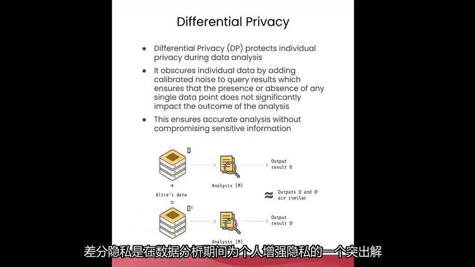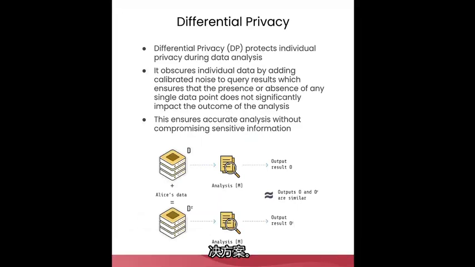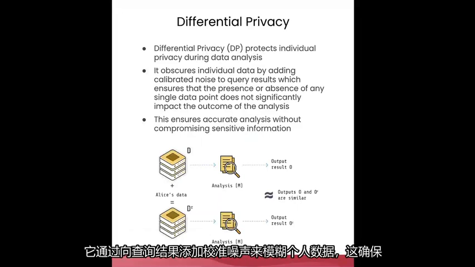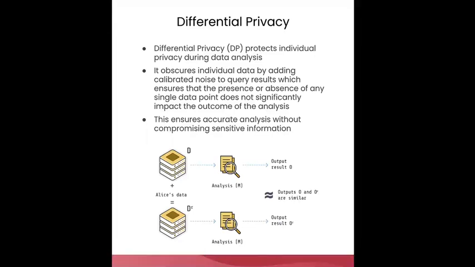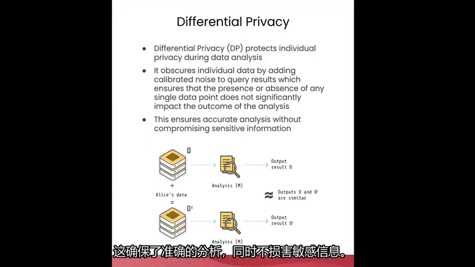Differential privacy is a prominent solution to enhance privacy for individuals during a data analysis. It obscures individual data by adding calibrated noise to query results, which ensures that the presence or absence of any single data point does not significantly impact the outcome of the analysis. This ensures accurate analysis without compromising sensitive information.